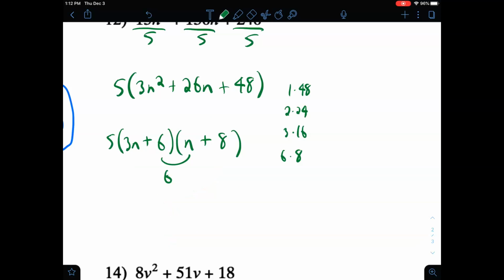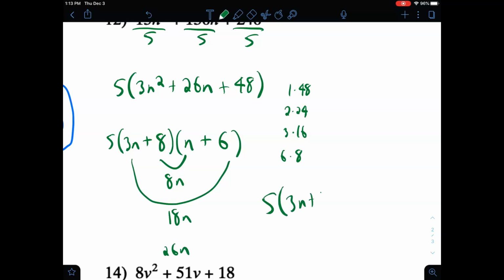So we're actually not going to do that, let's try switching those around. That was pretty close. If you're pretty close, switch the numbers around and see if that works. So we have 8 times n is 8n, 3n times 6 is 18n, and that's going to be 26n. So our final answer is going to be 3n plus 8 times n plus 6.